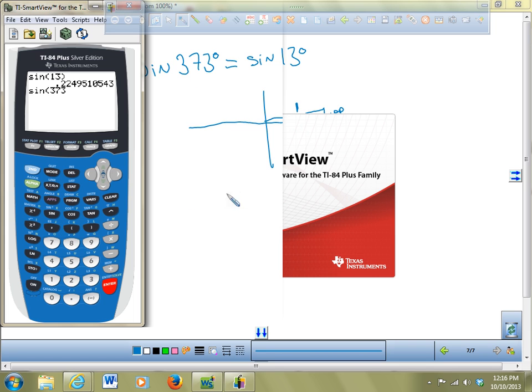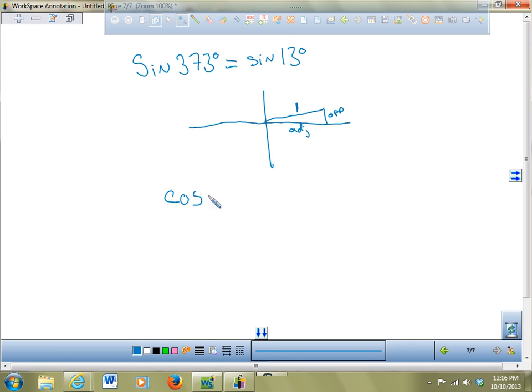Now, if you want to do something in radians, the cosine of, for instance, 2 pi over 3, would you expect a negative number or positive number? Cosine of 2 pi over 3. Negative number or positive number? You'd expect a negative number because cosine is negative in the second quadrant, right?